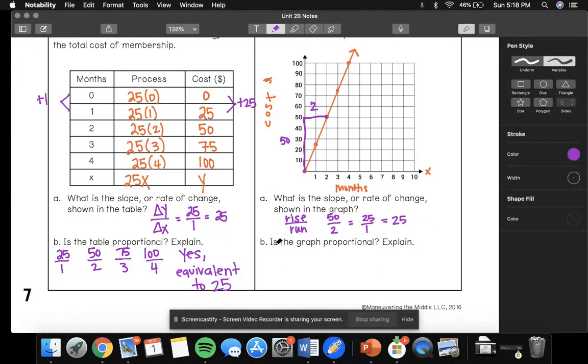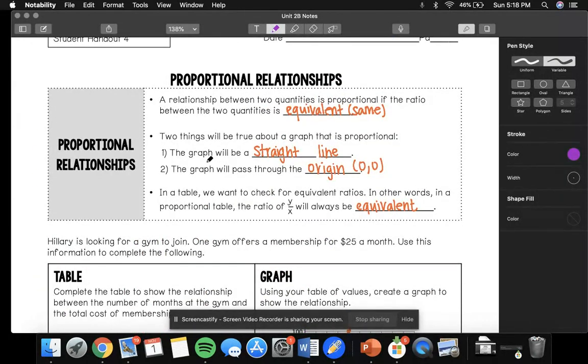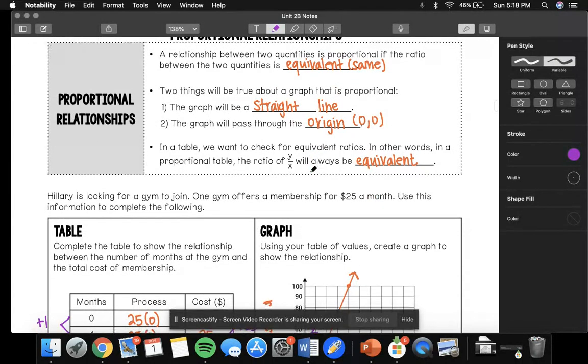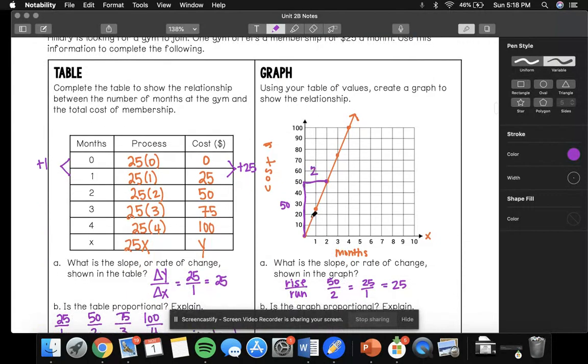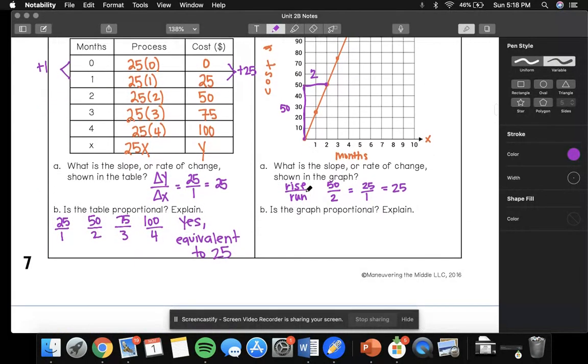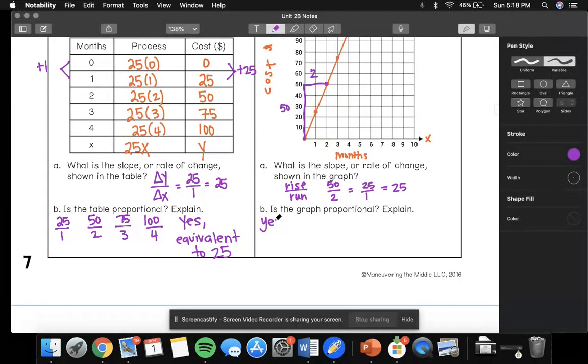The other question is, is this graph proportional? In the table, we already said that it is proportional because the ratios are always equivalent to 25. The definition for proportional when we look at a graph says the same thing. If we have a straight line that passes through the origin (0, 0), it is proportional. So this is a straight line because it was constant and it started at 0. So it is proportional for a different reason, but they do mean the same thing. It has a straight line, which means that it will have an equivalent ratio, and it crosses through 0.